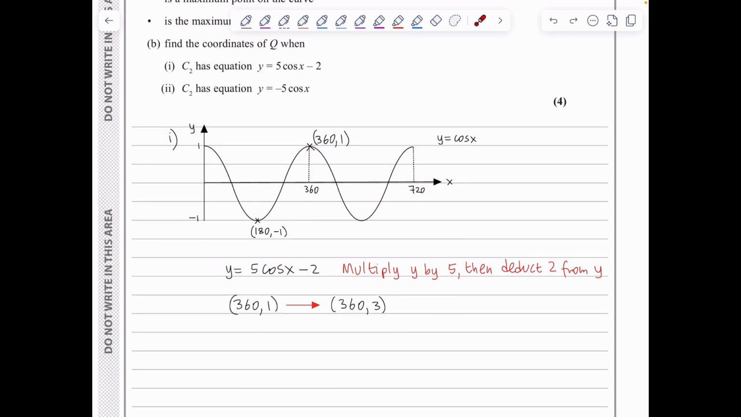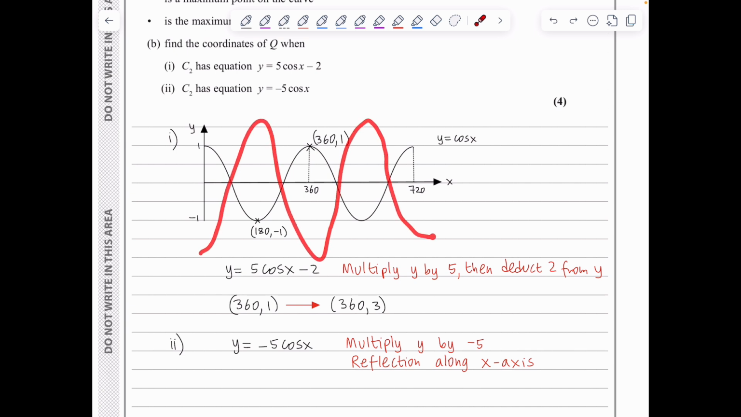Now in the second part, we've got y is minus 5 cos x, so this means that we multiply the y values by negative 5, which is essentially a reflection along the x-axis combined with the scaling, with the stretch of a scale factor of 5 along the y direction. So we will see that the graph will look something like this. So we've got this reflection and also the scaling by 5. So the maximum here will be 5 and the minimum will be negative 5.